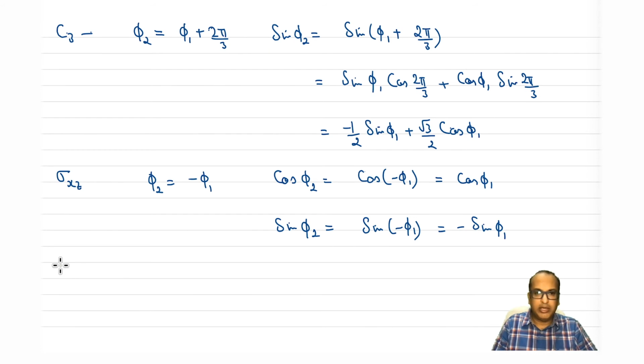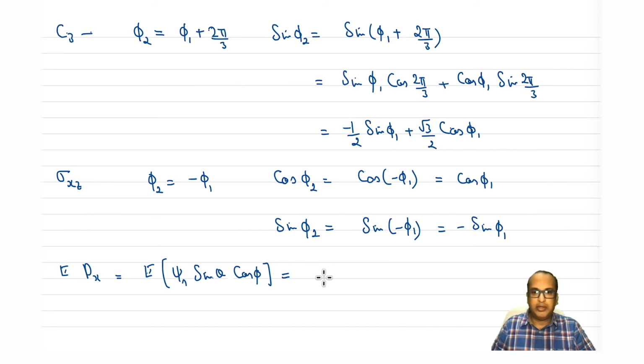So now let us calculate the effect of E onto Px. Now we can do that, right? So E when operated on psi r, sine theta, cos phi, what do I get? So I get the same thing, right? So I get psi r, sine theta, cos phi, and I can say that this is Px.